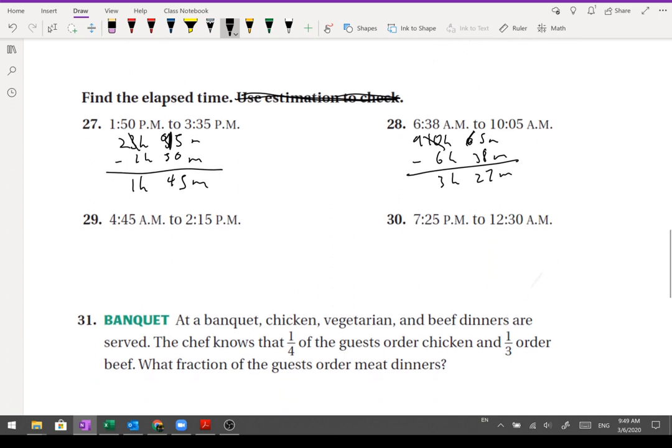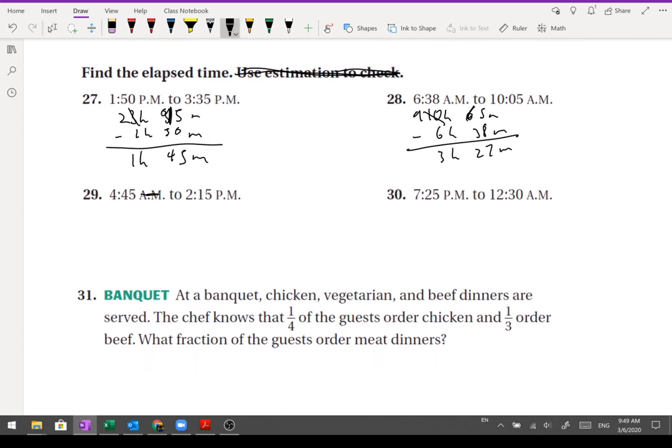Moving on, we have AM to PM. So I'm going to get rid of the AM and PM, and I'm going to change 2:15 into 14 hours and 15 minutes. And so now we can subtract 4 hours and 45 minutes from 14 hours 15 minutes. There's not enough minutes to subtract, so we need to borrow 1 from the hour, becomes 13 hours. Once we add 60, that becomes 75. So 75 minus 45 will become 30 minutes. And then 13 minus 4 hours is going to be 9 hours and 30 minutes total.